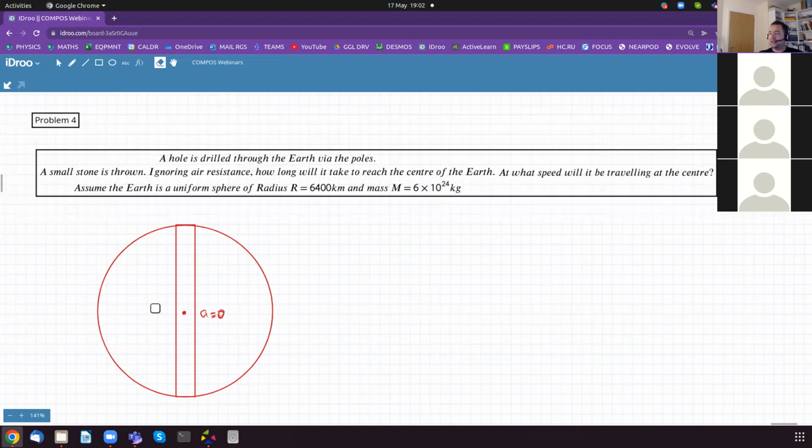What would be a more realistic scenario? I mean, acceleration at the top is g, of course. Acceleration at the top is g. Acceleration at the middle is zero. And what is the acceleration at the bottom? Well, it's minus g. It would increase.